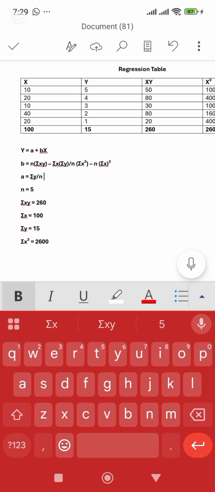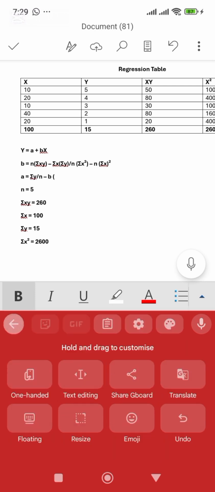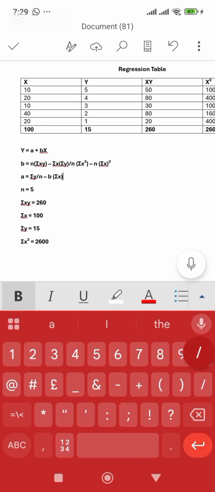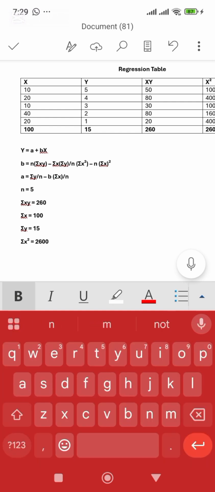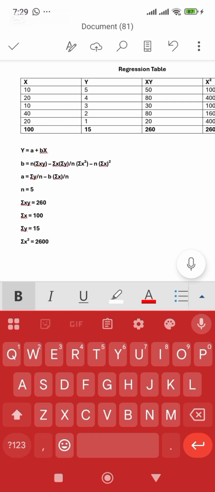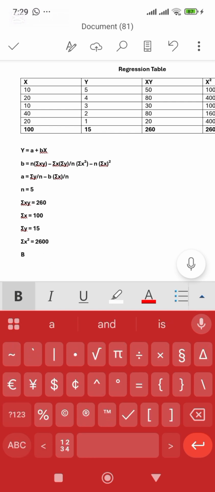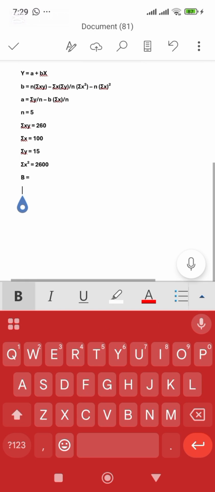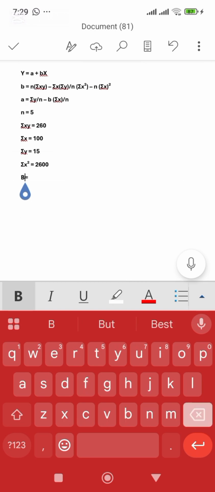Okay, so A equals, sorry, summation Y divided by N minus, now we'll go to our B times, in brackets, summation X, close it, divided by N. So whatever we have on the other side, we'll see times this B we have now. So now let's start solving for it. We'll solve for B, then we'll solve for A. Then whatever I have as B in the main formula, Y equals A plus BX, we'll put there, and whatever I have as A we'll put there.